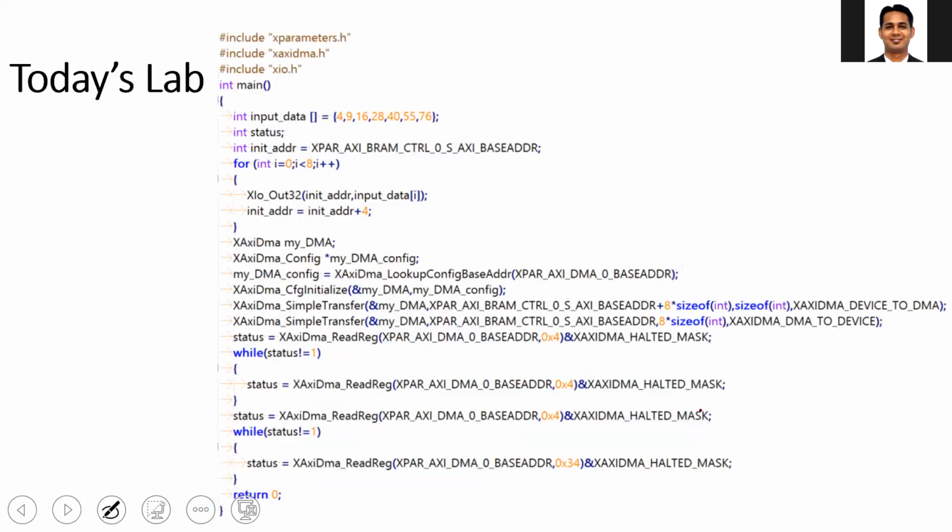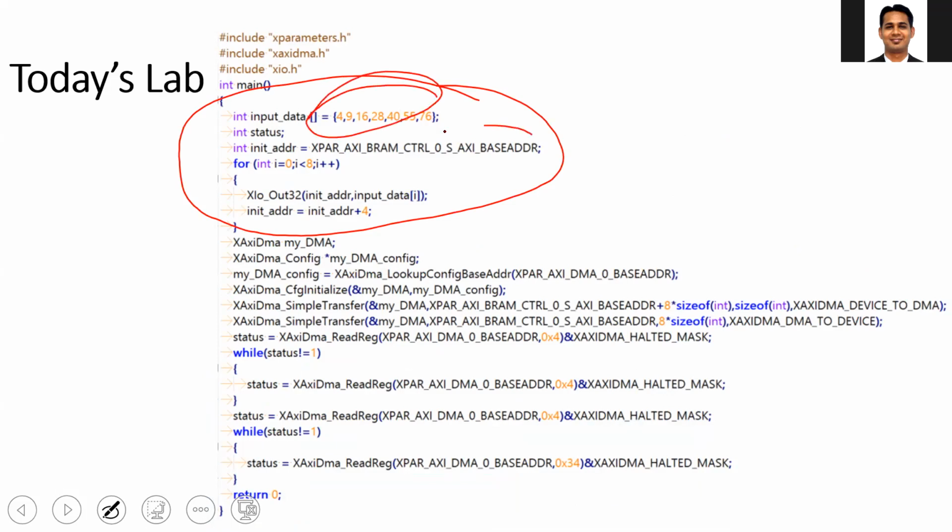So writing the software is quite easy. It's not that complex. You have this input data, and here you are writing the data into the block RAM. So this is the data I want to process. I'm using the base address of the block RAM. I'm using this function to write the data at the particular address and the corresponding data. Since each data is 32-bit and the address of the block RAM is byte addressable, I'm increasing the address by 4.